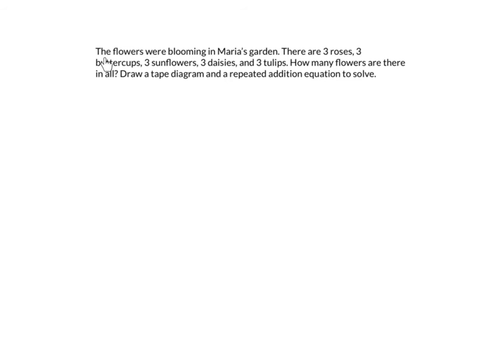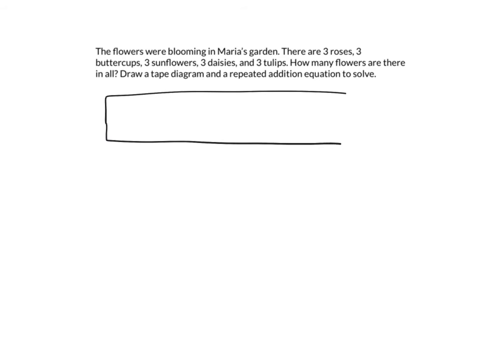Okay, so I see, here's our problem. The flowers were blooming in Maria's garden. There are 3 roses, 3 buttercups, 3 sunflowers, 3 daisies, and 3 tulips. How many flowers are there in all? And then this is the important part. Draw a tape diagram and a repeated addition equation to solve. Okay, so first I'm going to do the tape diagram. And I see that I have 1, 2, 3, 4, 5 different flowers that I need to show. So I'm going to draw my tape diagram showing 5 boxes.